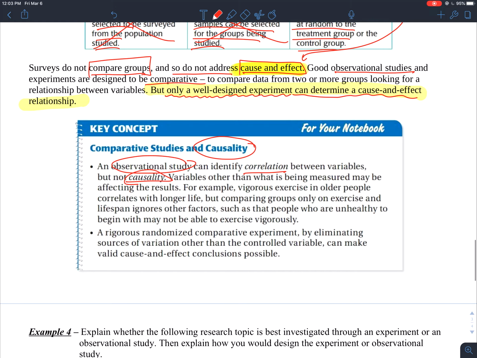So, for example, vigorous exercise in older people correlates with longer life. But comparing groups only on exercise and lifespan ignores other factors, such as that people who are unhealthy to begin with may not be able to exercise vigorously. And then a rigorous randomized comparative experiment, by eliminating sources of variation other than the controlled variable, can make valid cause and effect conclusions possible. Let's go back to our picture and I'll show you what this means.